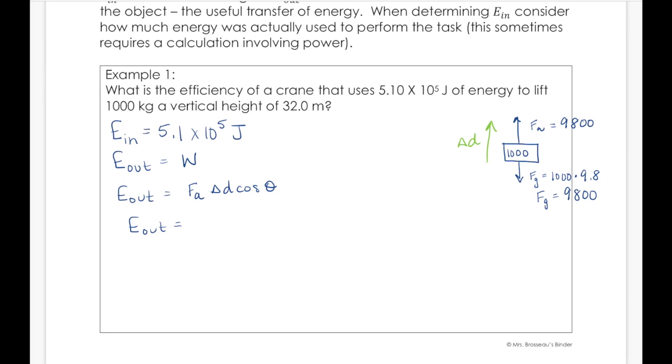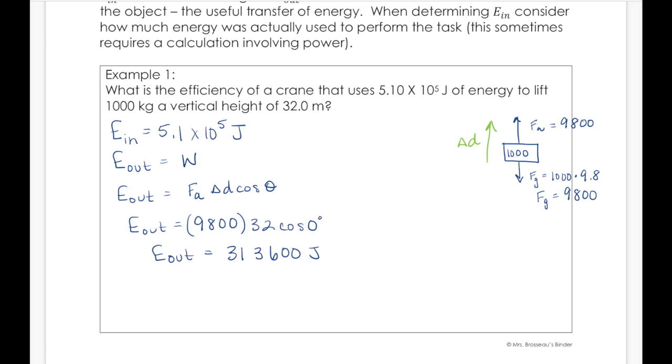So our E out is equal to our F of a, which is 9,800, times the displacement, which they gave us in the problem, is 32 meters, times cosine of 0 degrees. And we'll find that our energy output is 313,600 joules.